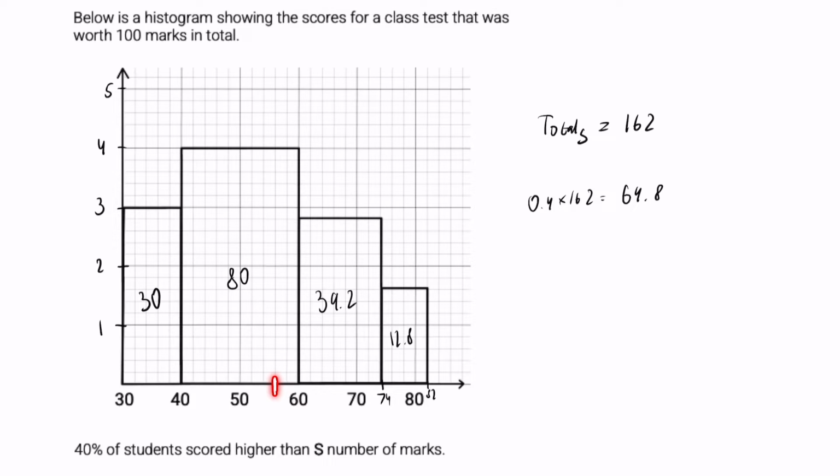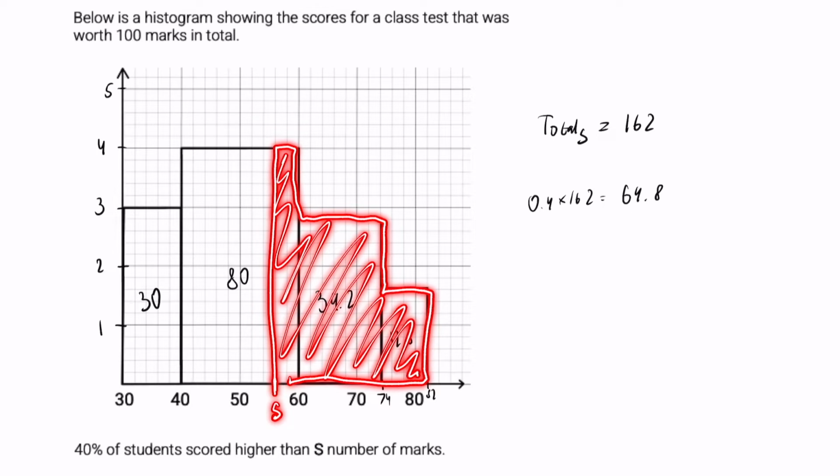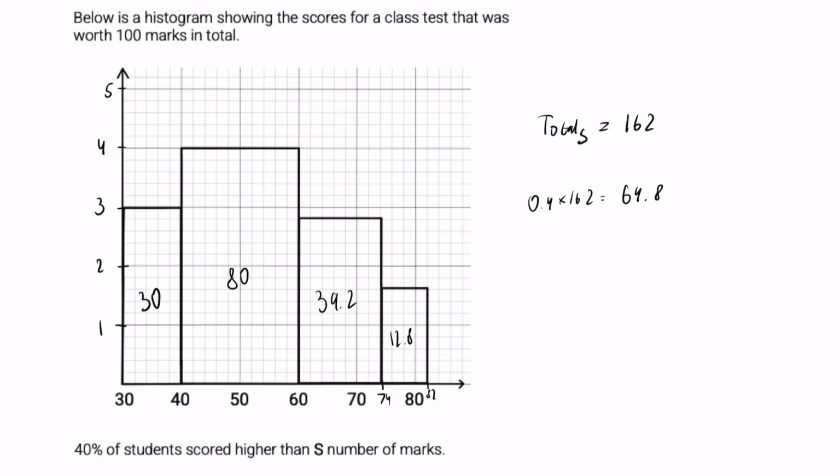So S, if we say it's somewhere around here, we don't know exactly where the position is, but hypothetically speaking for now, let's say it's somewhere around there. That means if it's higher than S, that number of students is the area to the right of the S. So the area of the bars to the right of the S, this whole area, will represent 64.8.